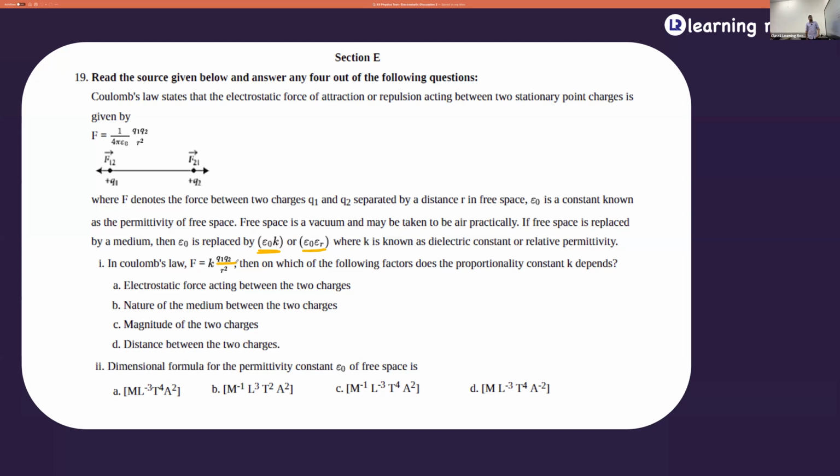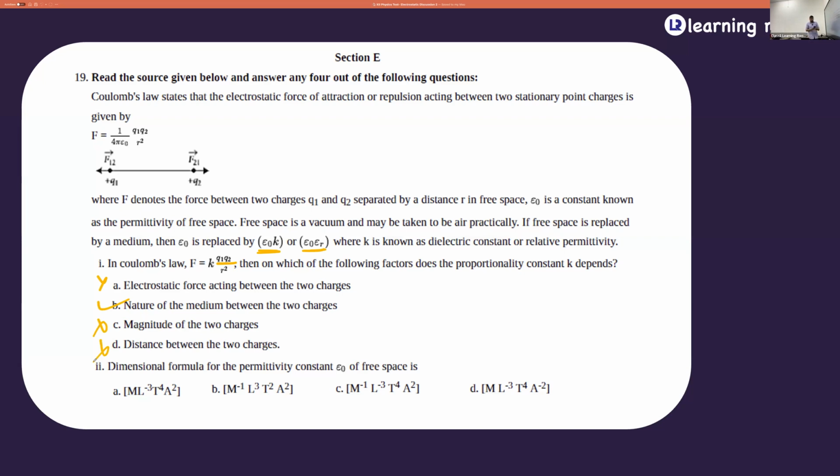Which of the following factors does the proportionality constant K depend on? What is the answer for this? Does the value of K depend on the electrostatic force acting between the charges? No, because the force is decided by K. K is not dependent on force. Nature of the medium, because you write 1/4 pi epsilon naught, or you write 1/4 pi epsilon naught times K. So it depends on the nature of the medium. Does it depend on the magnitude of the two charges? No. Does it depend on distance? No. So what is the answer for the dimensional formula for this?